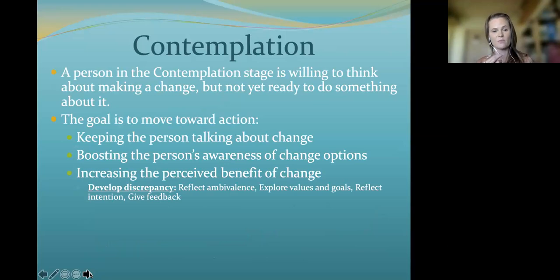So in that way, you're boosting the person's awareness of their change options, and you're increasing the perceived benefit of change from their perspective. So very importantly, that's not about why you think change would be good for them. It's helping them to recognize, how is this going to be better for me? So part of that is by developing discrepancy.